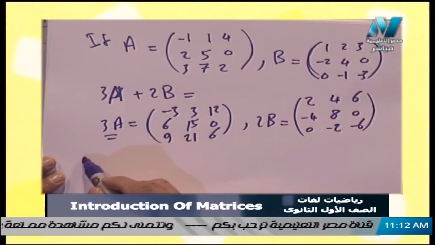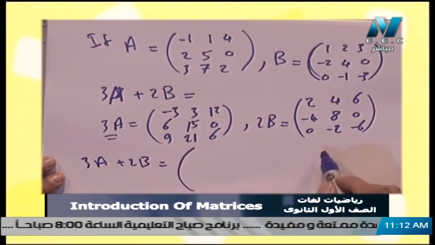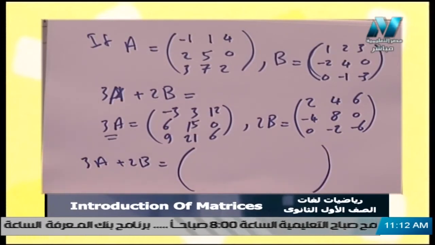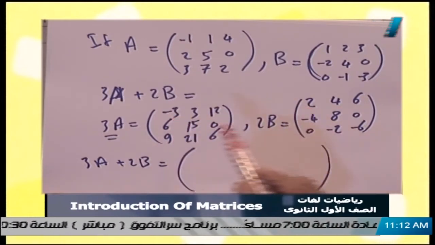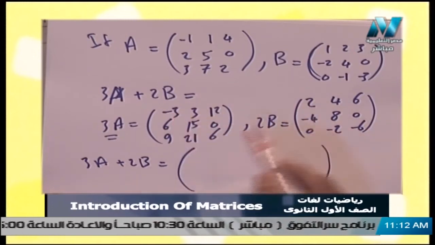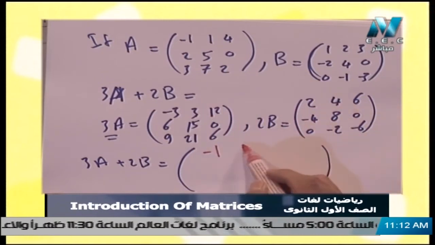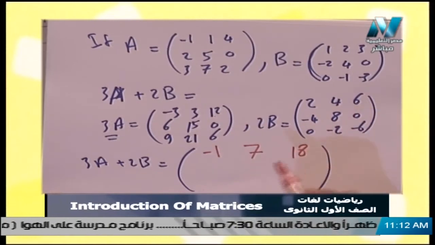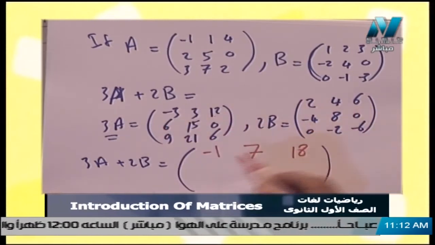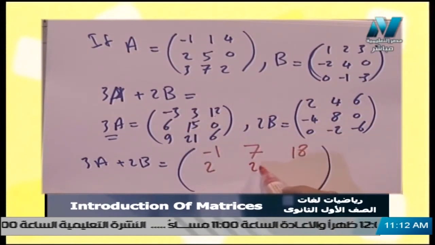Now we would like to find 3A plus 2B. Here, we will find the answer. Each element is added to its corresponding element. So negative 3 plus 2 equals negative 1. 3 plus 4 equals 7. 12 plus 6 equals 18. 6 plus negative 4 equals 2. 15 plus 8 equals 23.